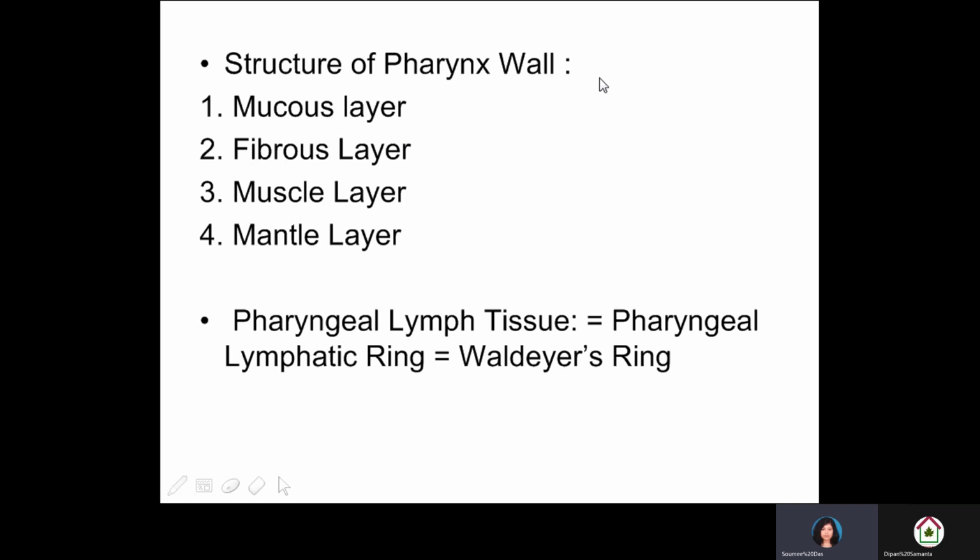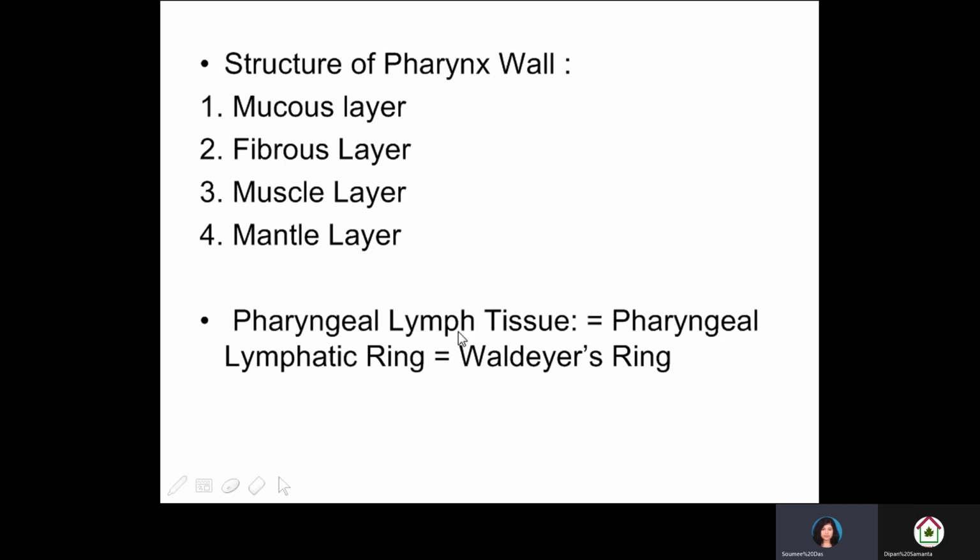Structures of the pharynx, or pharyngeal wall. The pharyngeal wall is composed of different layers. What are these layers? There are mucous layer, fibrous layer, muscular layer and adventitia layer. Okay, so 4 different layers are there.